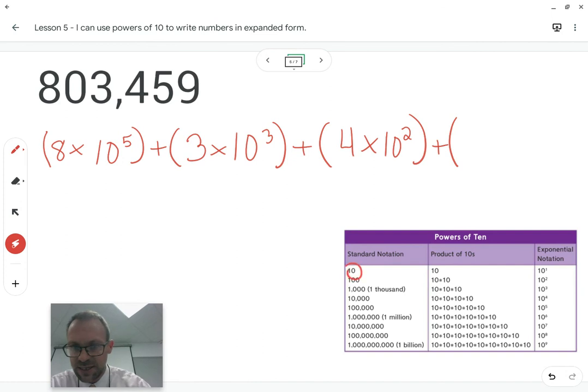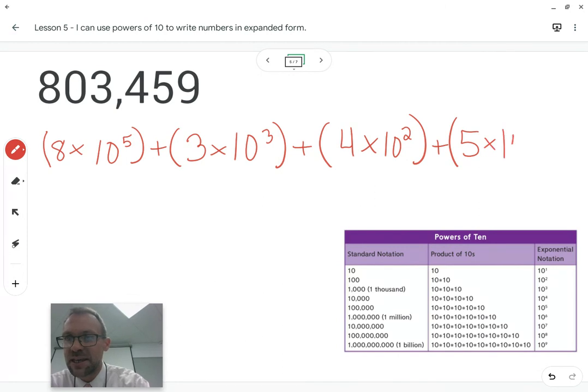Let's see, tens. That's 10 to the 1st. All right. So that's 5 times 10 to the 1st power. Oh, I ran out of space again. How did I do that? I got to write smaller still. Plus the last digit is 9 in the ones place.